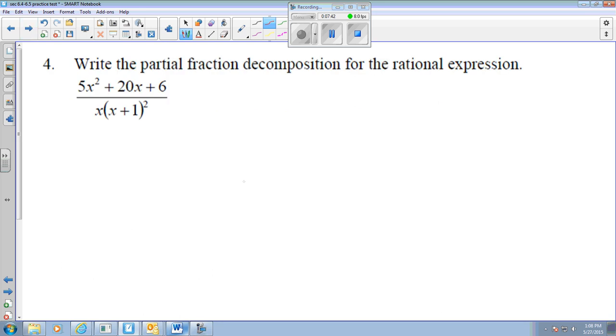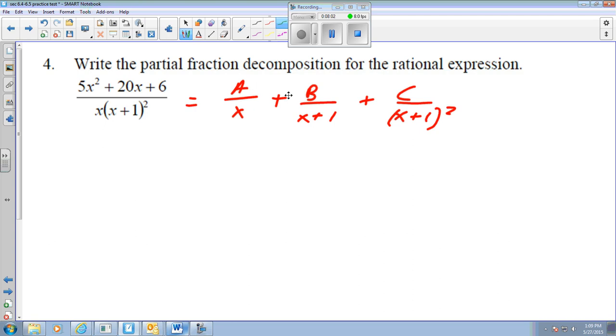Let's take a look at the next one, number 4. If we're going to do partial fraction decomposition, we would write it as a over x plus b over x plus 1 plus c over x plus 1 squared. We need to write it as a common denominator, so we're going to multiply top and bottom by x plus 1 squared on that fraction. This one we're going to multiply by x and x plus 1 on top and bottom. And on this one we're multiplying top and bottom by x.